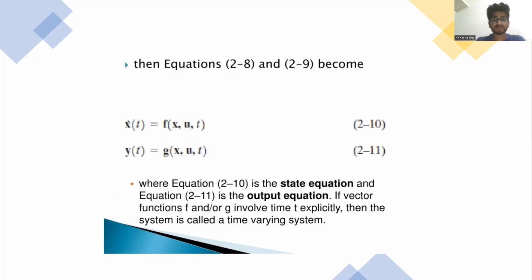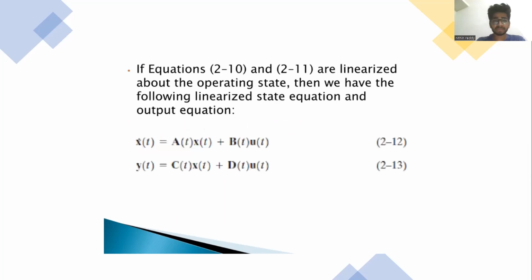Then equations 2-8 and 2-9 become x dot of t equal to function f of x, u, t, and y of t equal to function g of x, u, t, where equation 2-10 is the state equation and equation 2-11 is the output equation. If vector functions f and g involve time t explicitly, then the system is called a time varying system. If equations 2-10 and 2-11 are linearized about the operating state, then we have the following linearized state equation and output equation.